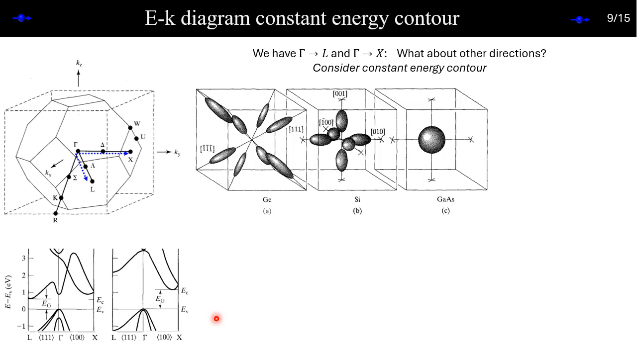But for silicon and germanium, so this is silicon. In which direction do you have the conduction band energy minima? In the gamma to X direction, meaning the 100 direction.